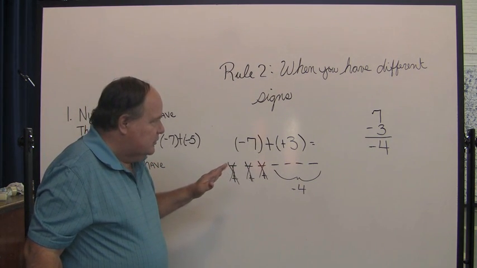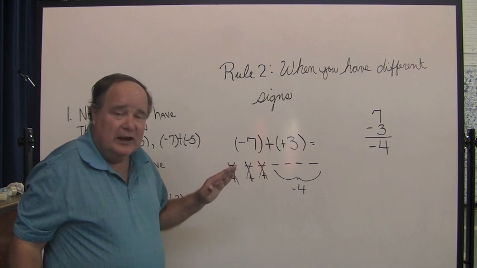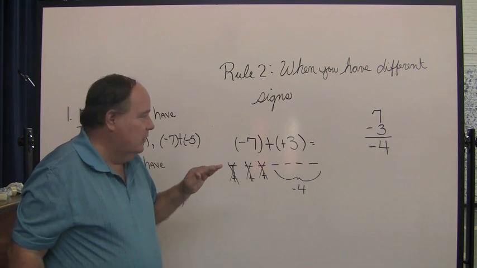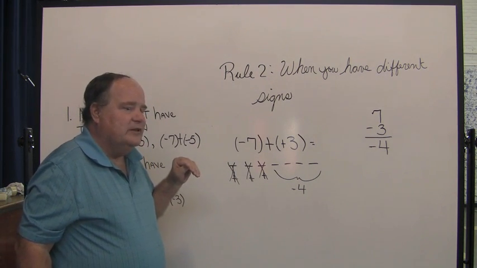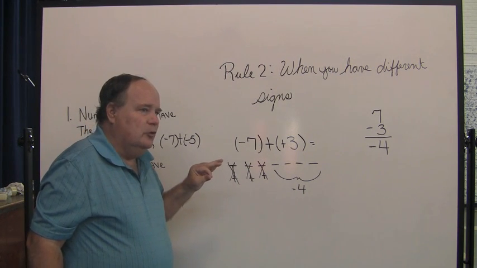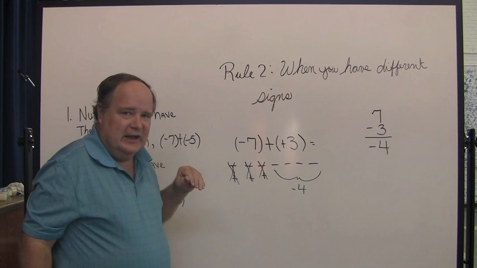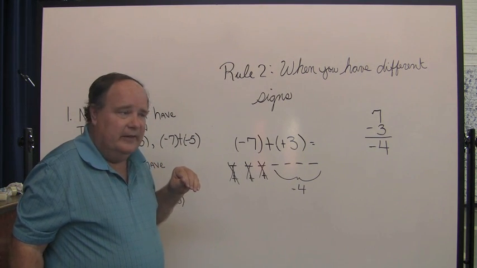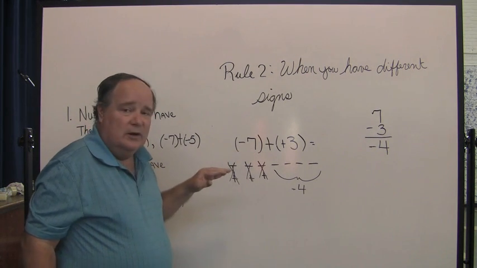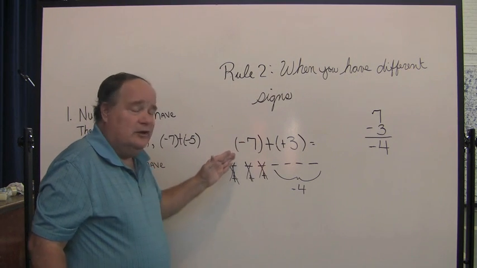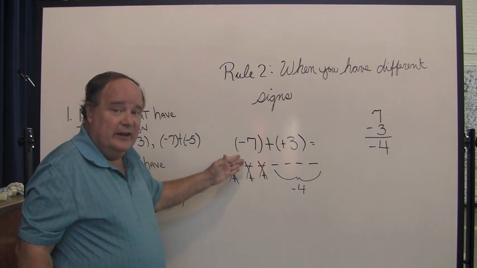So this illustrates our rule. Let's just hash this over. If you have two signs that are different, we subtract the smaller numerical value from the larger one. We forget about the signs, we get a number, and then we look to see which numerical value is bigger, and we take the sign of that.